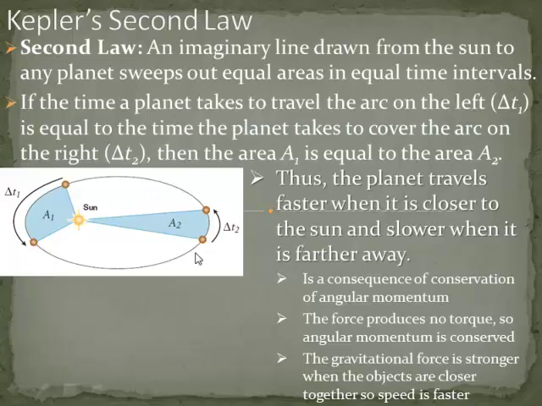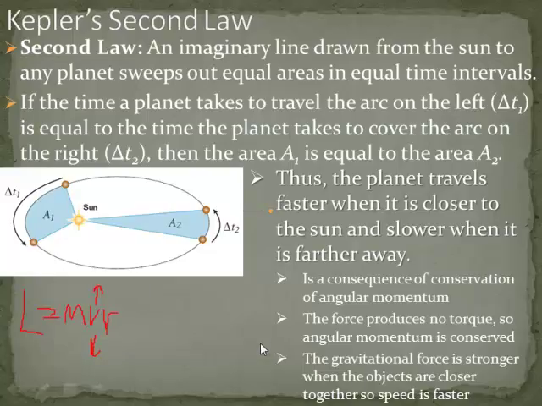This is a consequence of the conservation of angular momentum. Because there's no net external force acting on the Sun-planet system, angular momentum is conserved. The angular momentum, if you recall, is L equals mvr. So here, r is less, so the speed is more, and over here, r is more, so the speed goes down. So angular momentum is conserved.